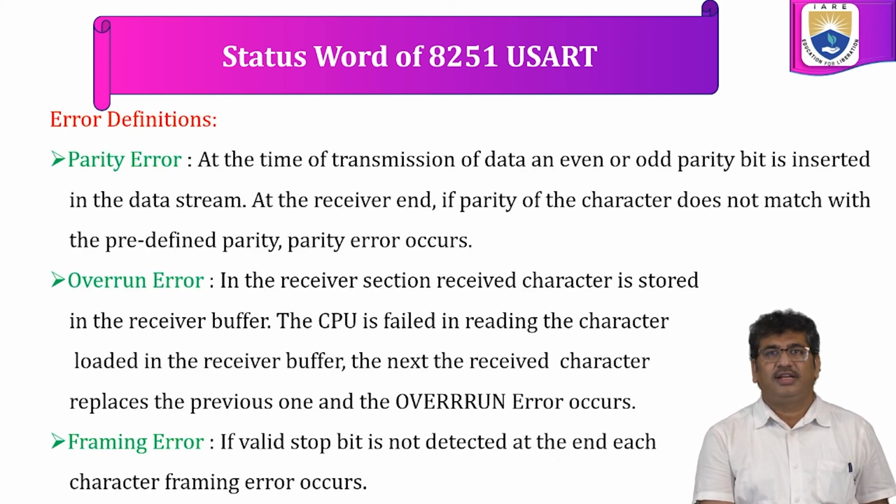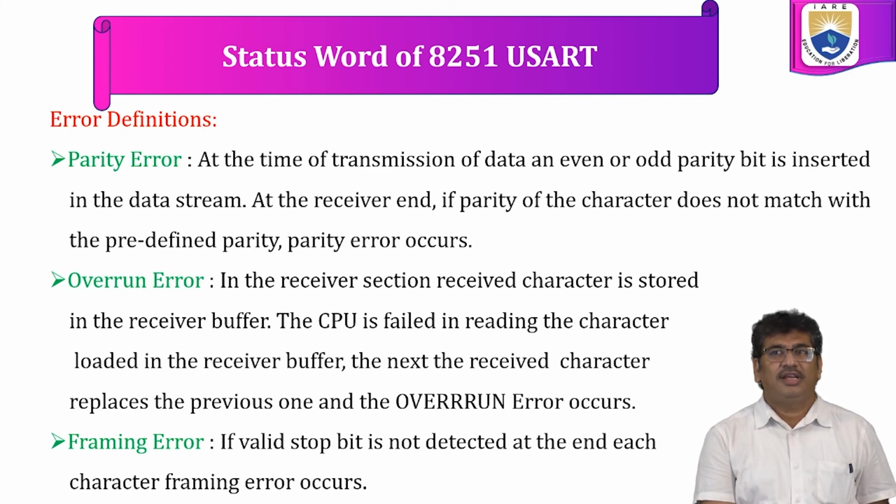Now we will see the various error definitions. The first one is parity error. At the time of transmission of data, an even or odd parity bit is inserted in the data stream. At the receiver side, if the parity of the character does not match the predefined parity, then a parity error will occur.